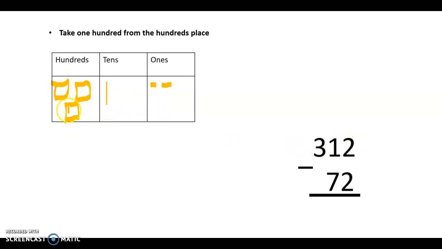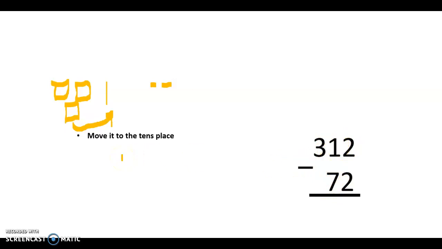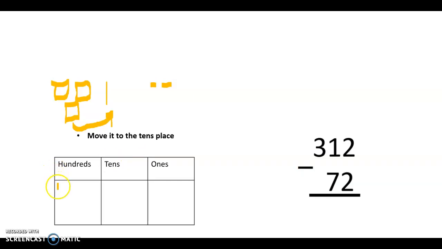312. Well, I know I have to move one of my hundreds over here to my tens place so that I will be able to subtract the 7 tens from the tens place on top. Right now I cannot. So let's move that 100 to the tens place. So if we move that 100 to the tens place, moving over here, I still have the 300s, but it's moved over.